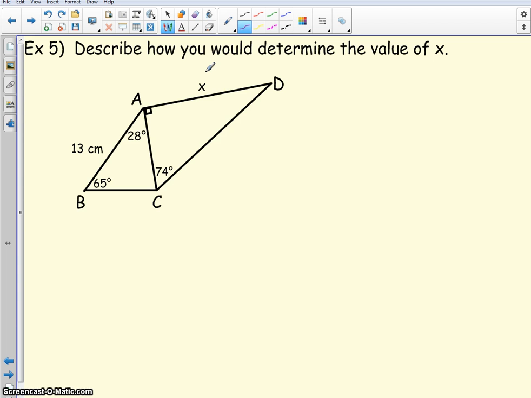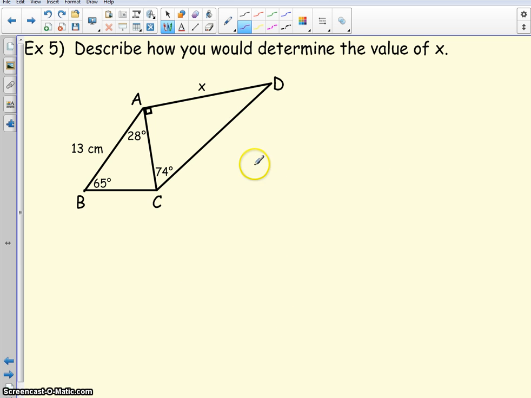I just want you to think about how you would go about doing it. So with a partner or on your own, pause the video and write the steps you would go through to solve for this value right here, and then we'll take it up when you're ready. Okay. So hopefully you've thought about that one.